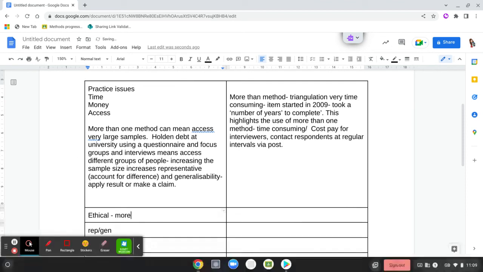When researchers use more than one method, the trickiness of this is to keep coming back to the question. On the really hard 20-markers, you have to keep coming back to the question, keep pushing it in.